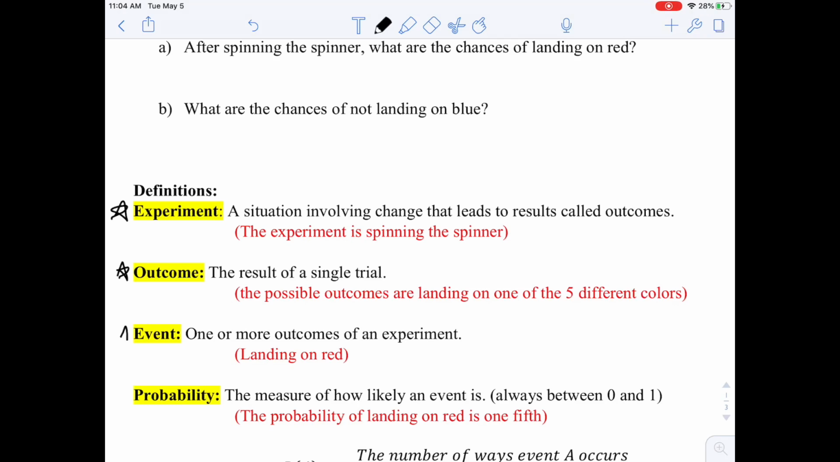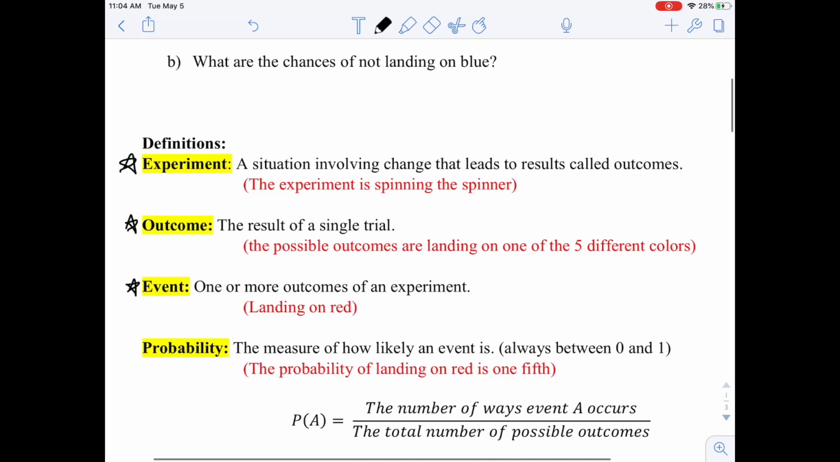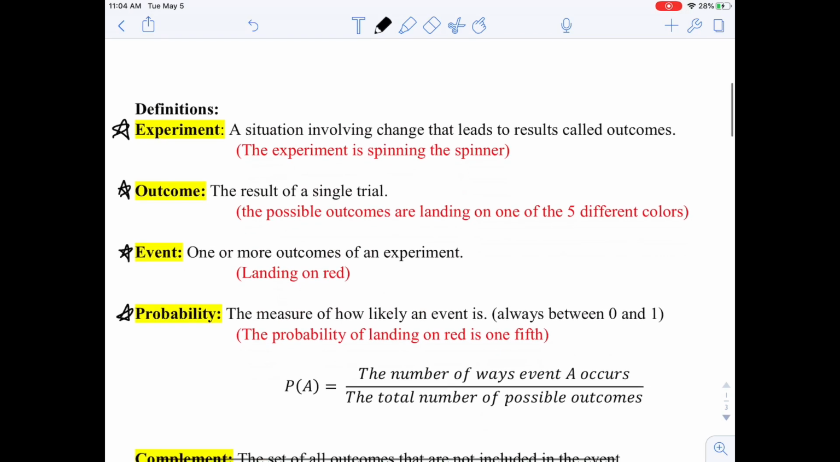An event is one or more of those outcomes, such as the event can be landing on red. So if I want to talk about the probability of an event, I would talk about the probability of landing on red would be one of those. Probability, this is an important part here. It's the measure of how likely an event is. Your probability, which is denoted by P, is always between 0 and 1. And really what that's meaning is 0% and 100%.